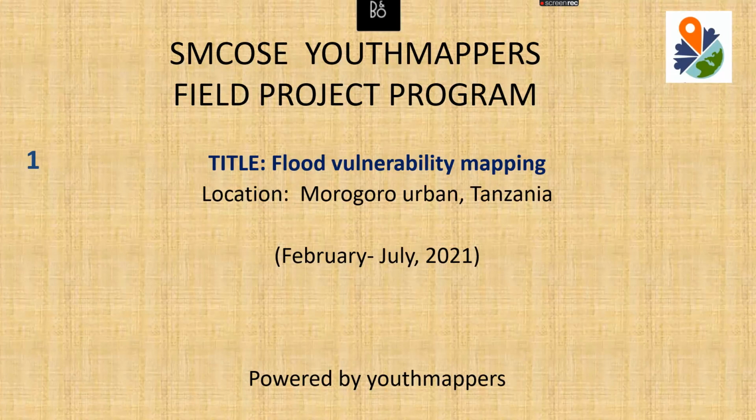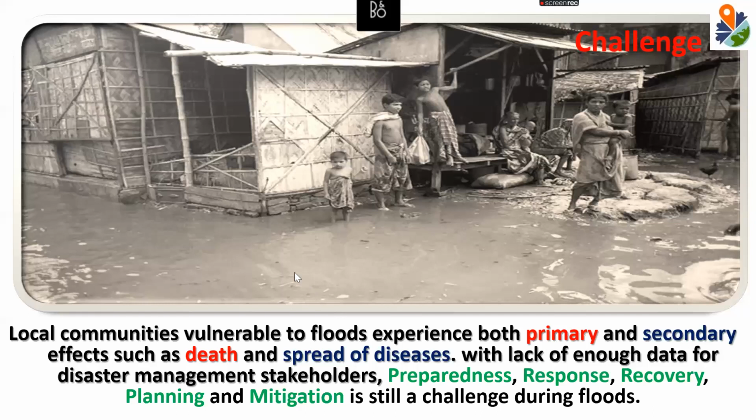So basically SM Youthmappers had their first program, which was a fieldwork program granted by Youthmappers. This project was powered by Youthmappers, and the challenge presented was that local communities that are vulnerable to floods experience both primary and secondary effects, including, let's say, the spread of diseases. When we don't have enough data to address these disaster challenges, stakeholders cannot prepare, respond, recover, plan, or mitigate for these challenges happening in the local communities.